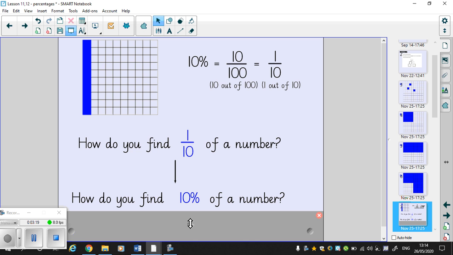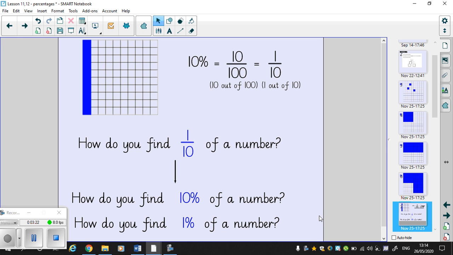Now, do not be tricked into thinking that to work out 1% of a number, we divide by 1. Because when we divide by 1, nothing changes. 1% means one little square filled in. It means 1 out of 100, 1/100th. And to work out 1/100th of a number, we divide by 100. To work out 1% of a number, we divide by 100.